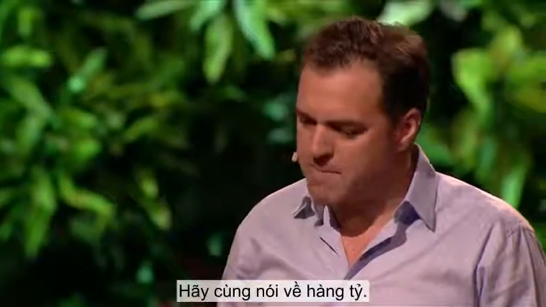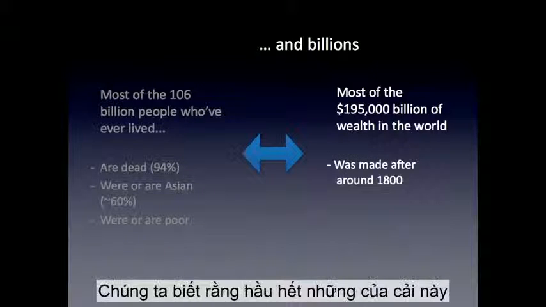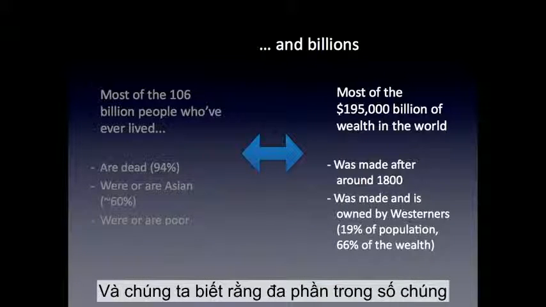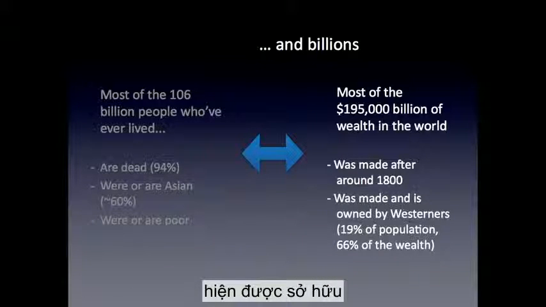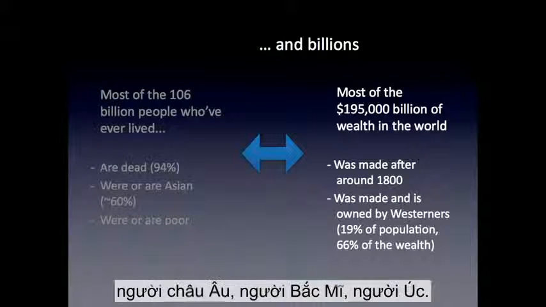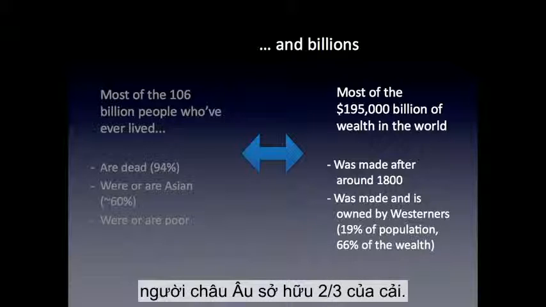Let's talk about billions. Let's talk about the $195,000 billion of wealth in the world today. We know that most of that wealth was made after the year 1800, and we know that most of it is currently owned by people we might call Westerners: Europeans, North Americans, Australasians. 19% of the world's population today, Westerners own 2/3 of its wealth.